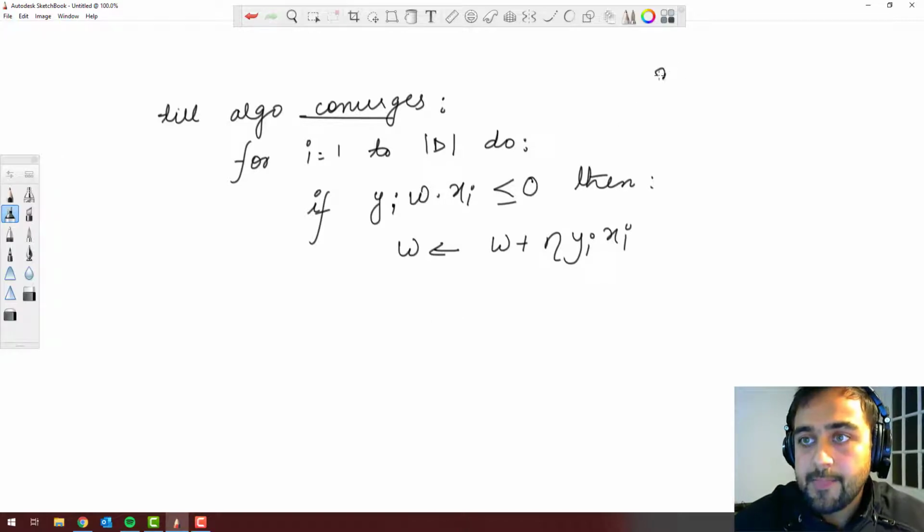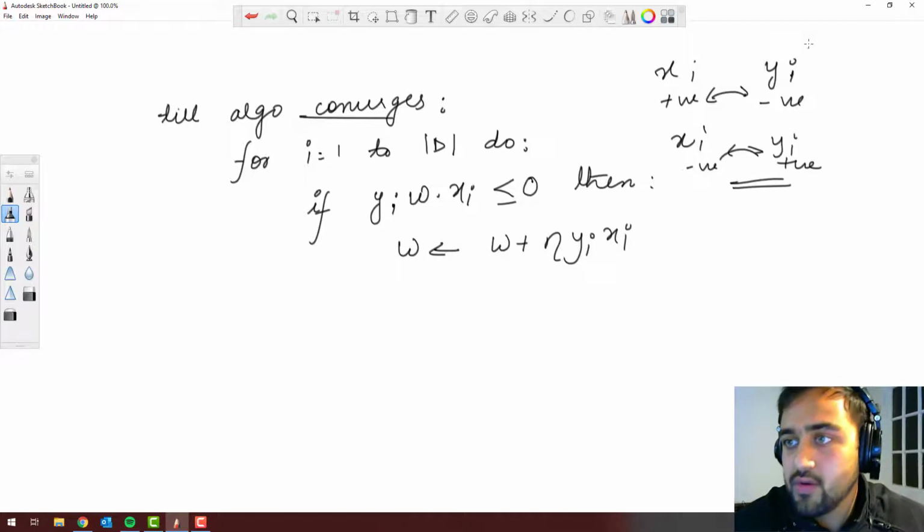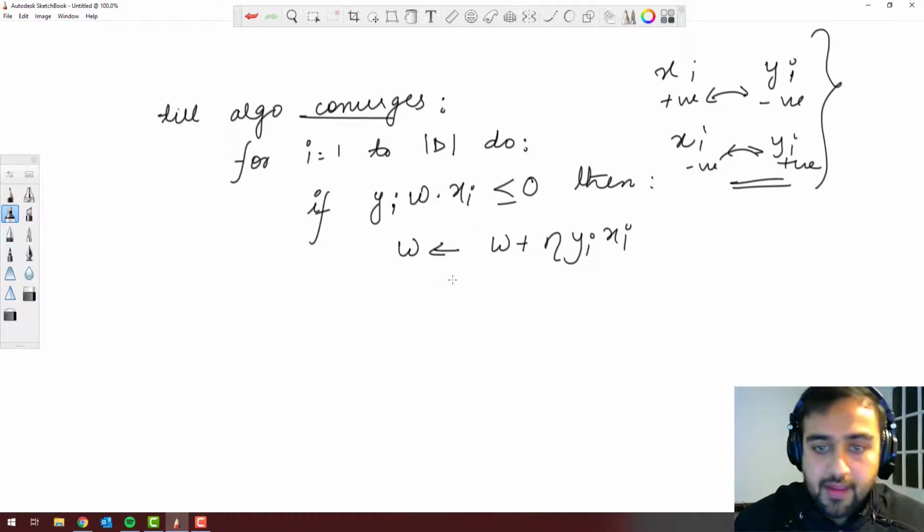This is because this will only occur when there is a difference between xi and yi. That is, xi is positive, whereas it is classified as negative, so there is a difference here. Similarly, if we have xi as negative and yi as positive, we have a difference here. These are the only two cases where we'll get yi w xi less than or equal to 0. If we have that, we update our weight.